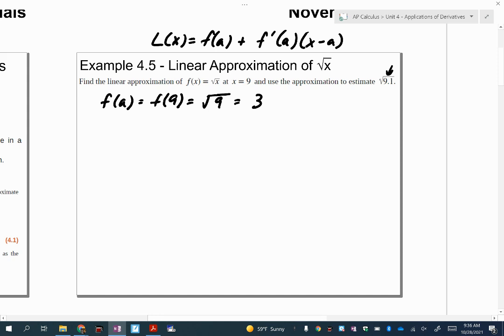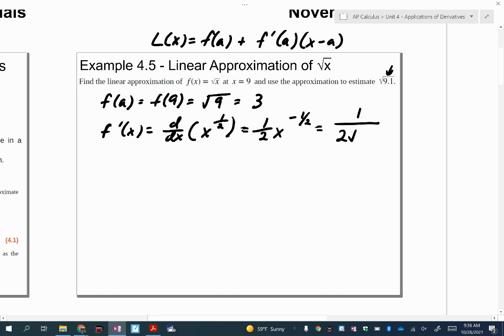And I also need to find the derivative of this function. So let's find the derivative, which is d/dx of x to the 1/2 power. Using the power rule, that's 1/2 times x to the negative 1/2 power. Making it look a little nicer, it's 1 over 2 times the square root of x. So f prime of 9, sorry, not 3, f prime of 9 is going to be 1 over 2 times the square root of 9. The square root of 9 is 3. 3 times 2 is 6. So f prime of 9 is 1/6.